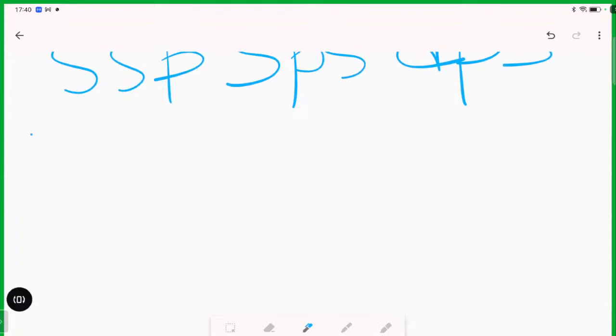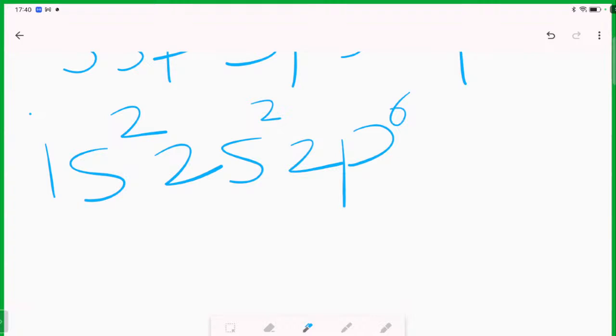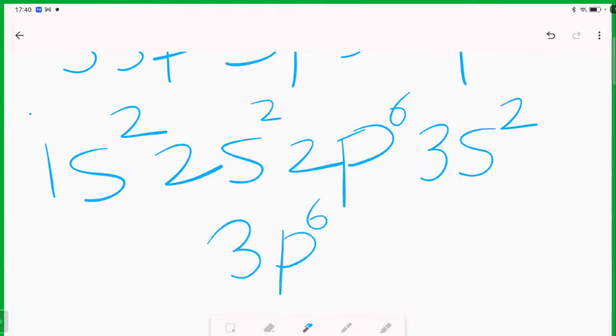So 20. So 1s2, 2s2, 2p6. 10 electrons are filled, 10 more are there. 3s2, 3p6, 4s2. So 20 electrons are filled, correct?